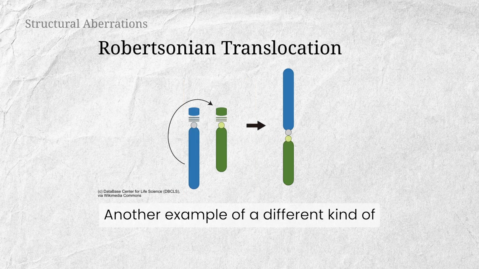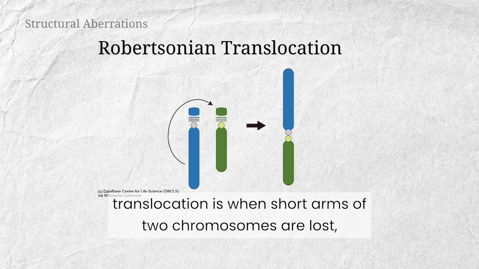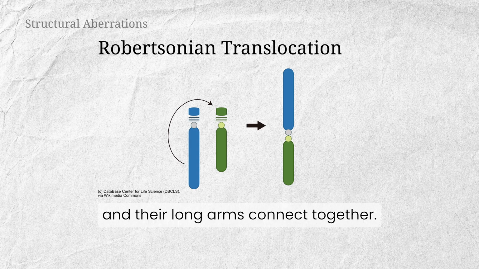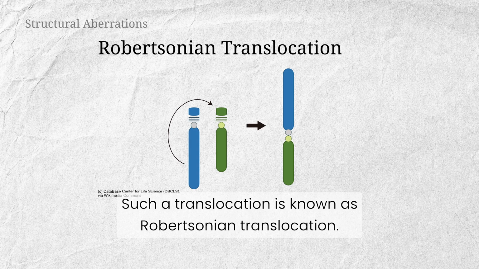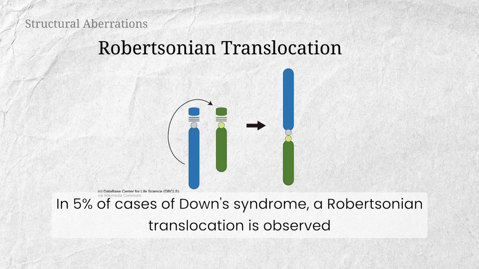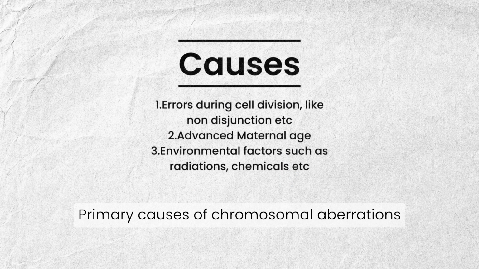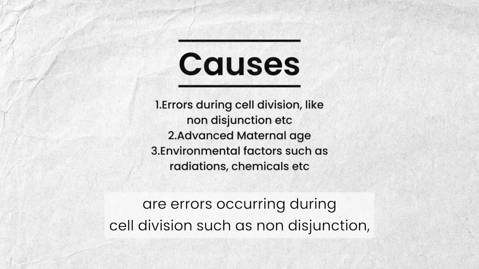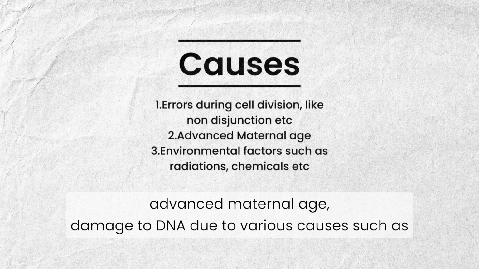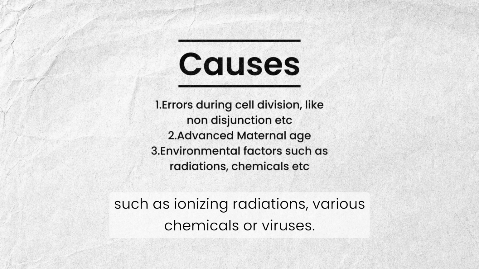Another example of a different kind of translocation is when short arms of two chromosomes are lost and their long arms connect together. Such a translocation is known as Robertsonian translocation. In 5% of cases of Down's syndrome, a Robertsonian translocation is observed between one chromosome between the 15th to 17th and the 21st chromosome. Primary causes of chromosomal aberrations are errors occurring during cell division like non-disjunction, advanced maternal age, and damage to DNA due to various causes such as ionizing radiations, various chemicals or viruses.